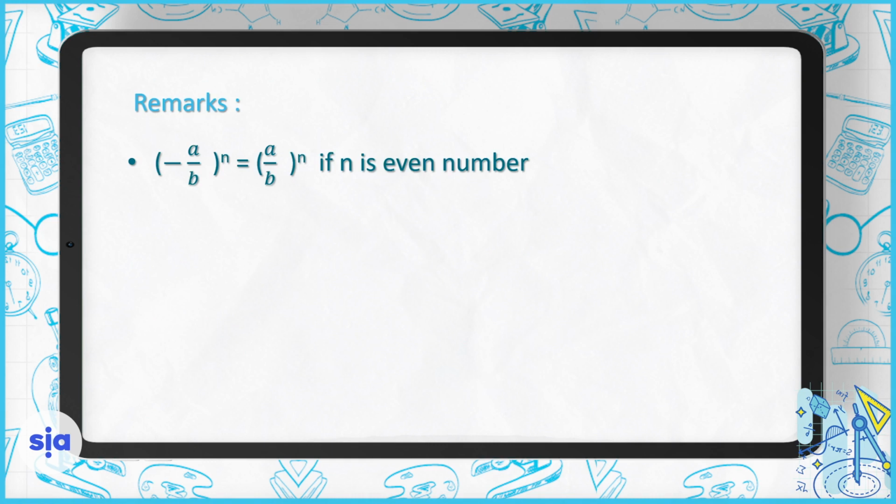As we said in the previous session, if negative a over b has a power of n and n is an even number, then the even eats the negative. So it will be a over b all to the power of n. If we have negative a over b to the power of n, where n is an odd number, then the negative remains as it is. So it would be negative, then a over b all to the power of n.